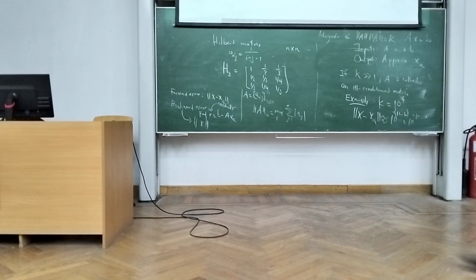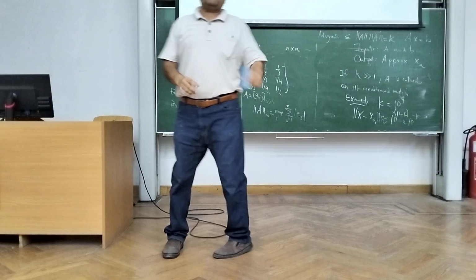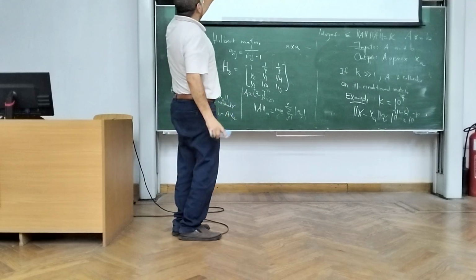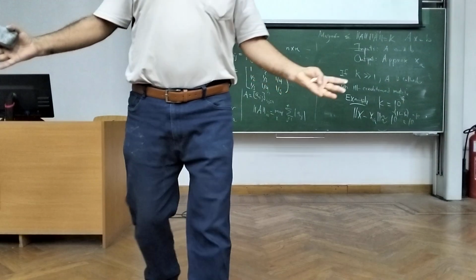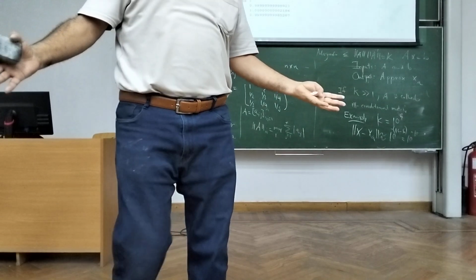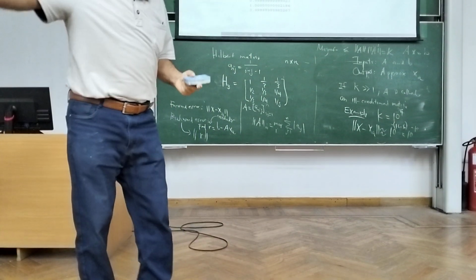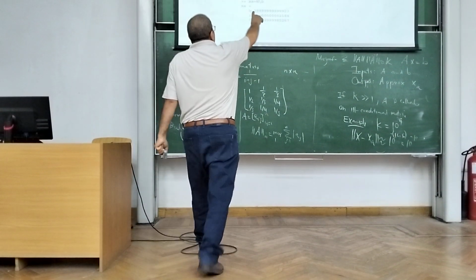Okay, let's take a look at the calculation that we have here, by the way. They consider the case n equals 6. That's a matrix of the size 6 by 6, a Hilbert matrix of the size 6 by 6. It is built into MATLAB.